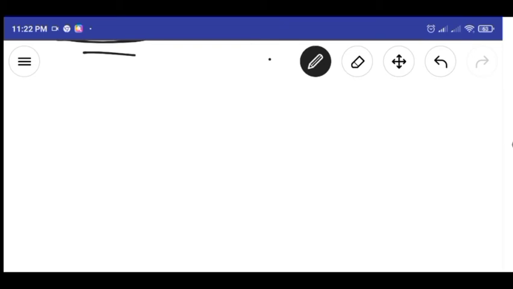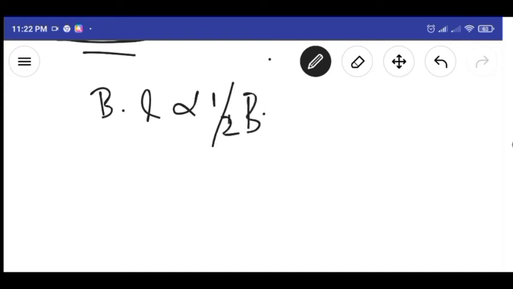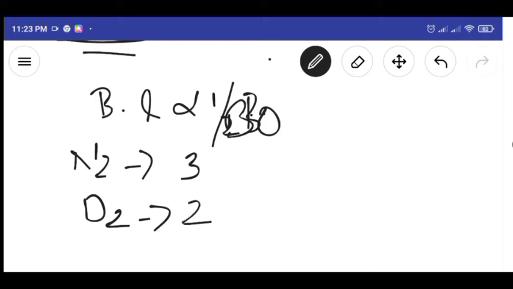And the bond length. Bond length is inversely proportional to bond order. So if a molecule has less bond order, then the molecule has high bond length. For example, the nitrogen molecule has bond order 3, and the oxygen molecule has bond order 2. So compared to oxygen, nitrogen has less bond length. So we can predict such properties of a molecule by seeing its bond order.